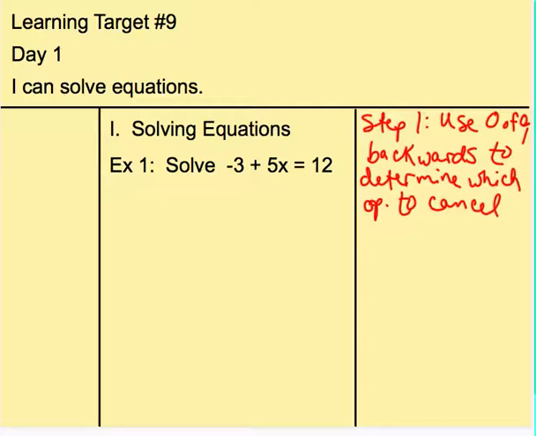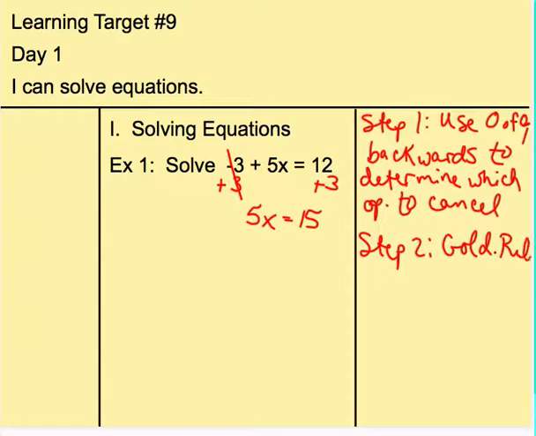Now the thing that makes this one a little bit tricky is that I'm adding a negative. In order to cancel adding a negative, I'm going to add a positive. So I'm going to add 3 to both sides of the equal sign to cancel my negative 3, leaving me with 5x equals 15. So what did I just do? I used the golden rule of algebra. Whatever I did to one side, I did to the other.